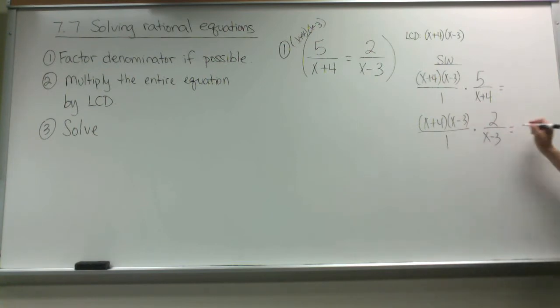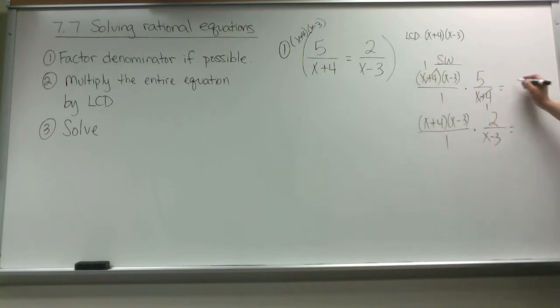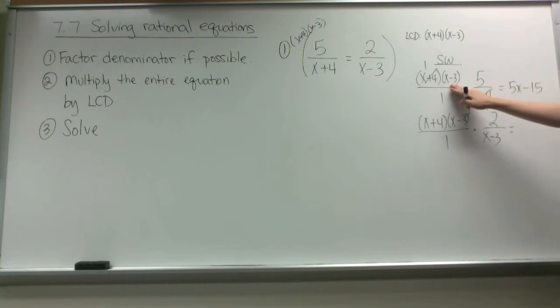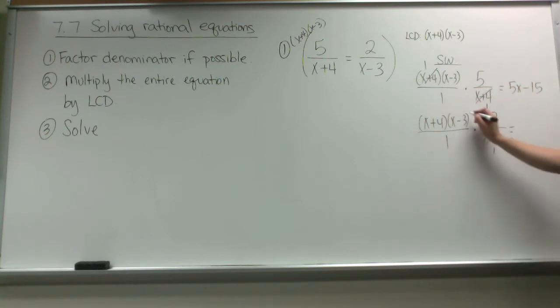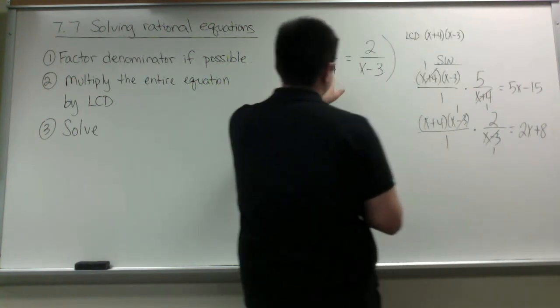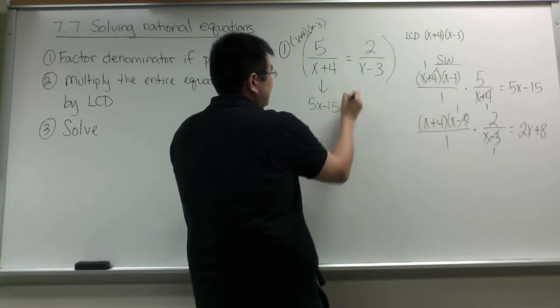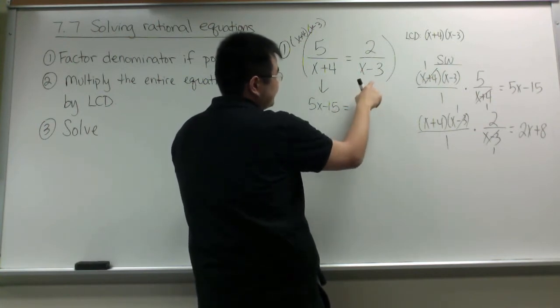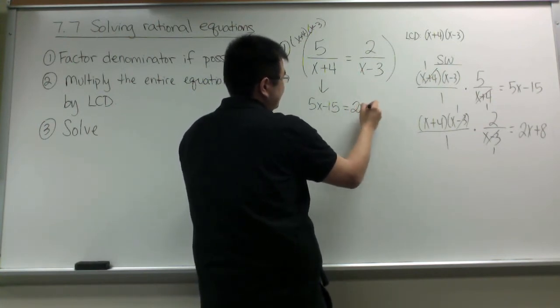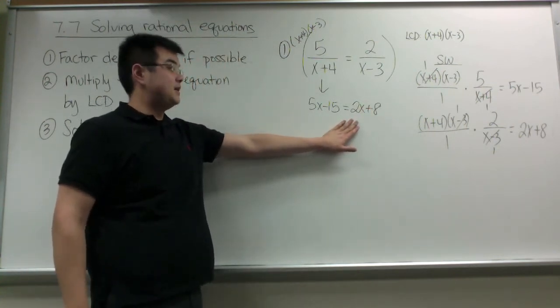In our first example, when I simplify, the x plus 4 is divided out, and I'm left with 5x minus 15 when I distribute the 5 to the binomial. In this one, the x minus 3 is divided out, and I will be left with 2x plus 8. So when we multiply the LCD by the first fraction, it turns into 5x minus 15. We bring down the equal sign, and the second fraction turns into 2x plus 8. Now we have an equation that we can solve without the fractions being there.